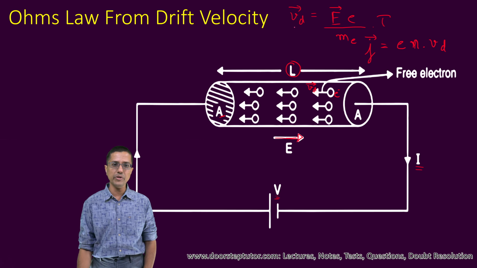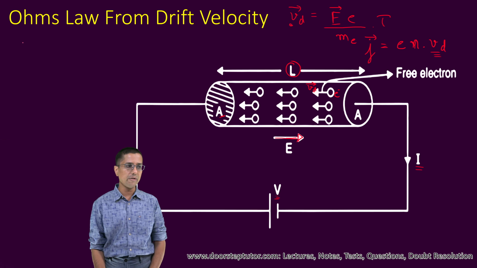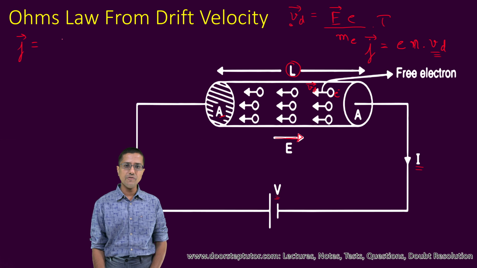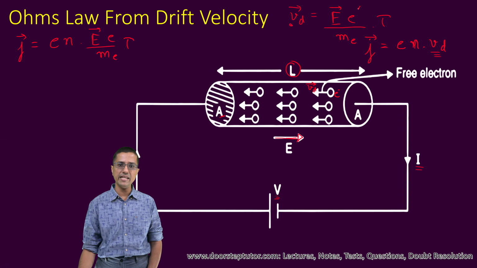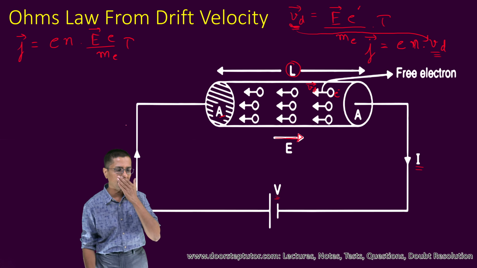Now what do we do? The first thing that we do is replace this Vd in the formula for J from here. So we get J equal to e n multiplied by e E by Me tau. This Vd we are getting from the first formula, and we replace it in the second formula. That is what we have done. Very simple, nothing complicated.